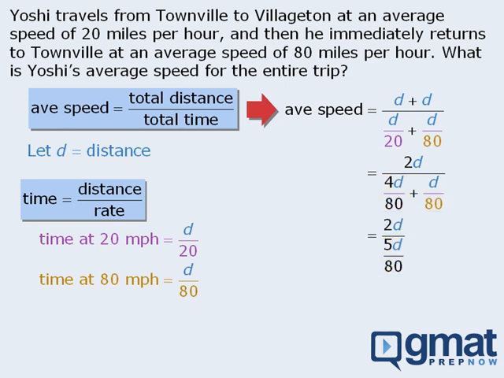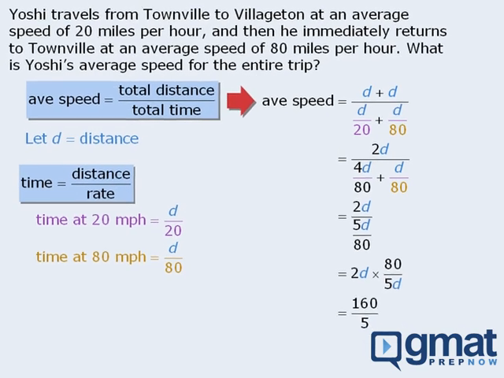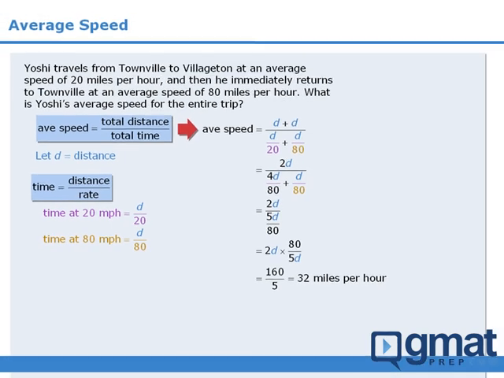Next, to divide by 5D over 80, we will multiply it by the reciprocal, 80 over 5D. At this point, the D's conveniently cancel out to get 160 over 5, which equals an average speed of 32 miles per hour. Notice that although we did not know the distance between the two towns, we were still able to find the average speed of the trip.